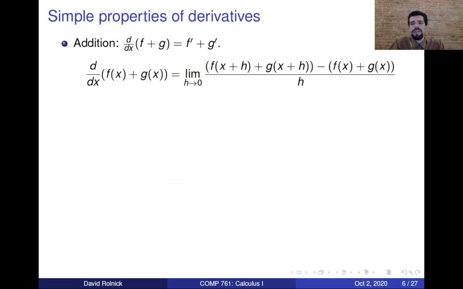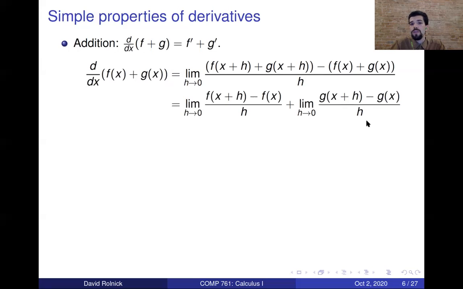So let's see why that's true. Well, the derivative is defined as the limit of the difference between the function of x plus h and the function at x, all divided by h. So let's just plug that into f of x plus g of x, and we get this. We can break that into two terms, one of which is just the derivative of f, and the other of which is just the derivative of g. So it's literally just dividing this big sum into two things which are the derivatives of the individual functions. So that's the proof.